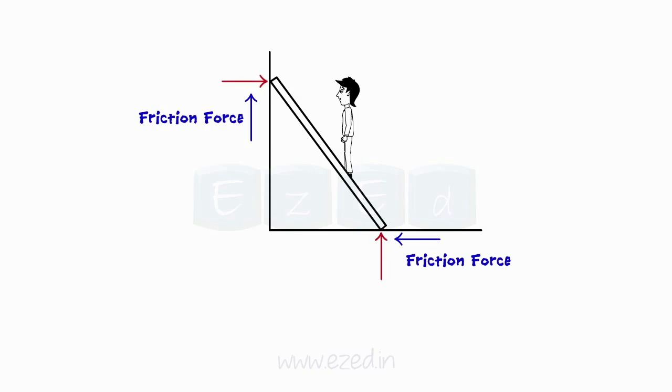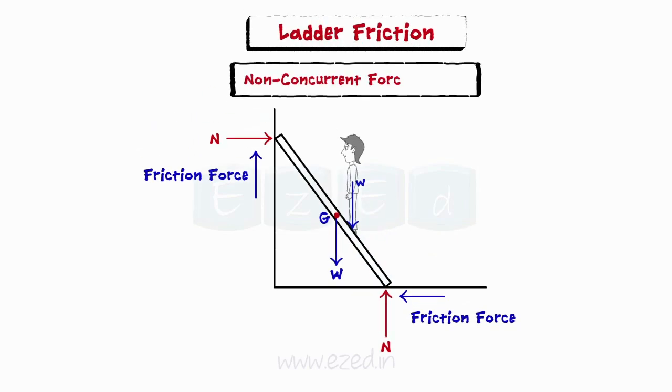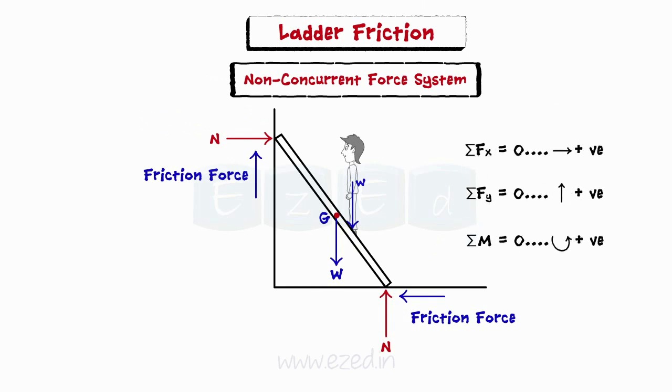The forces acting on the ladder are the normal reactions and friction force at the wall and the floor contact points, the weight of the ladder, the weight of the person climbing on the ladder, and any other applied force. These forces together form a non-concurrent force system. Therefore, all the three conditions of equilibrium will be used to analyze the equilibrium of a ladder. The following problems will be helpful to understand the concept behind frictional force in ladders.